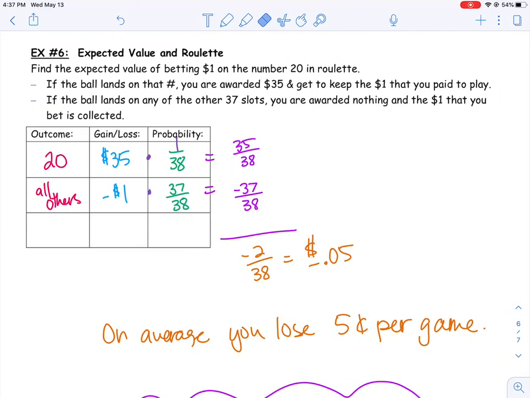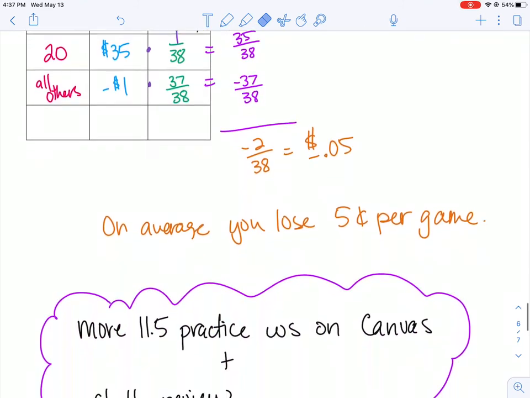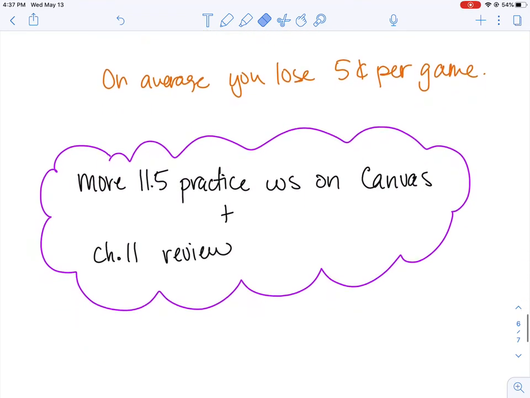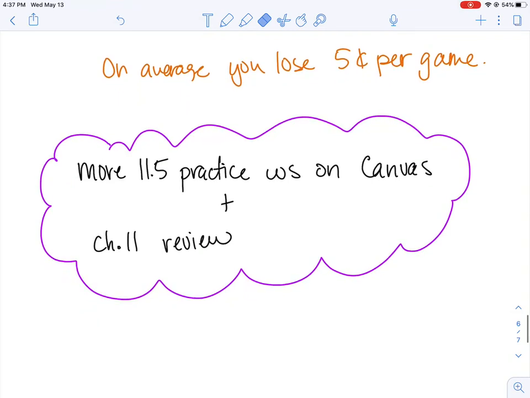Okay? Make sure you practice your expected value. Like I said, make sure that you stay organized. I suggest you write your little chart with your outcomes, your gains and losses, and your probability to keep you organized. This was our last section in Chapter 11, but I know we covered a ton of stuff. Getting a little more difficult in 11.5.